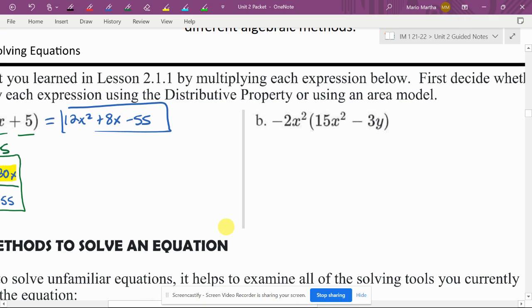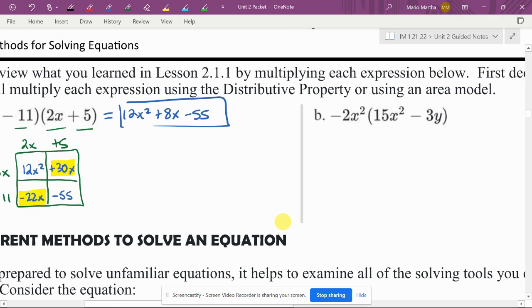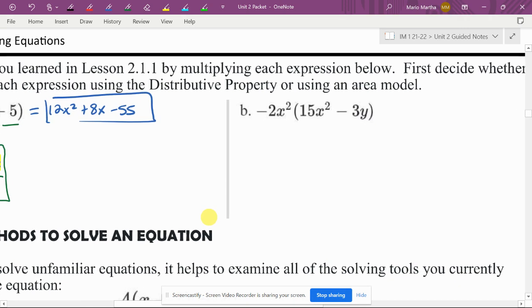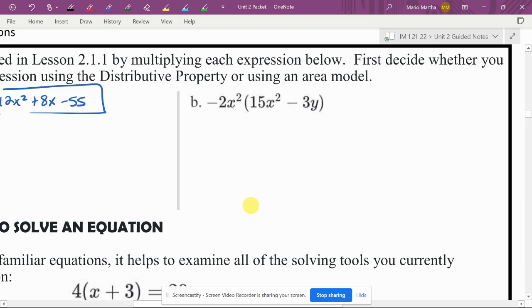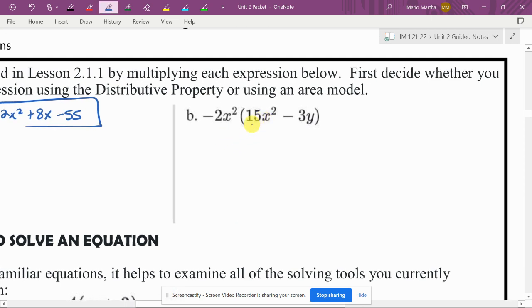For problem B, we have negative 2x squared times 15x squared minus 3y. So here, since we only have one term outside and then two on the inside, it would be more convenient for us and a lot quicker if you just use the distributive property here. So we're just going to distribute that.